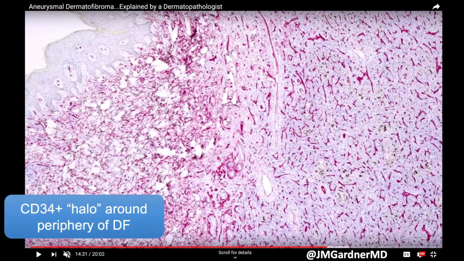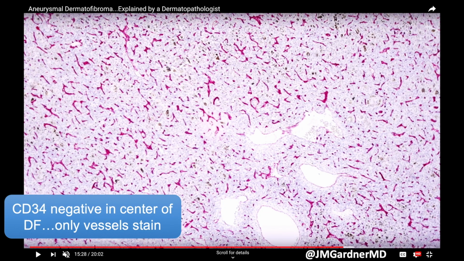Now, regarding CD34 in dermatofibromas, particularly the bigger cellular ones, it's really important to know that there's often a rich vascular network, and those vessels are going to stain with CD34, but the tumor cells are going to be negative, except at the very periphery. The normal dermis has a lot of CD34 expression because of dendritic cells that live there, and those get pushed out of the way as a dermatofibroma grows. But what happens is they pile up and make a thick rim of CD34 expression at the periphery of the dermatofibroma. So I like to call this the CD34 positive halo, because if you can see the whole lesion from low power, it'll look like a halo or ring of brighter staining at the edge of the DF, and then the middle of the DF is going to be totally negative except for the background vessels.